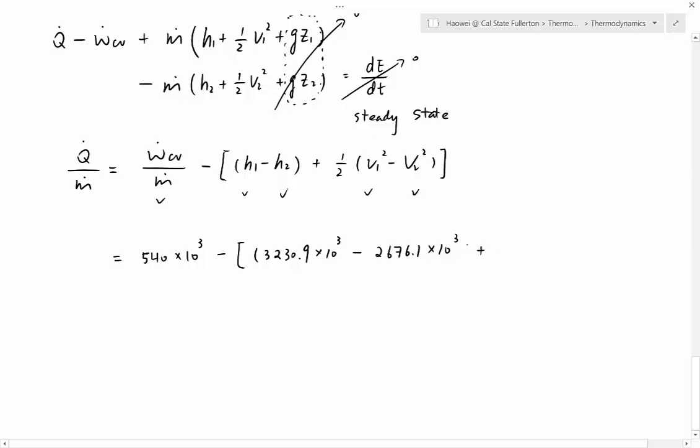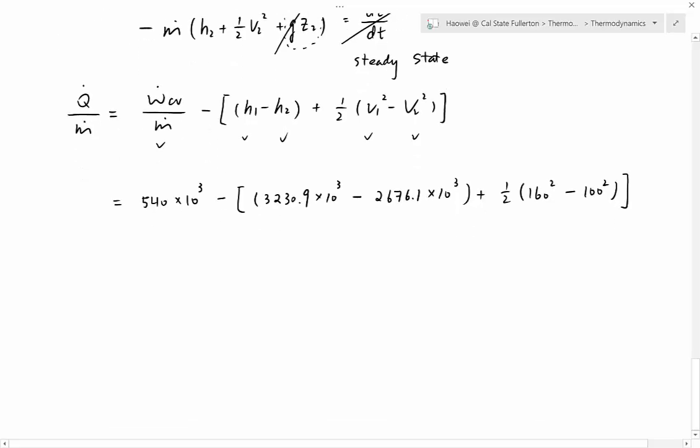Plus 1/2 times V1 squared, V1 is 160 meter per second, SI unit already, minus V2 squared, V2 is 100, SI unit already. So now the solution is negative 22.6 times 10 to the third. What should be the unit of my solution? It must be the SI unit. The SI unit is joule per kilogram.